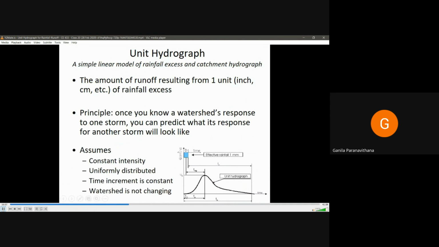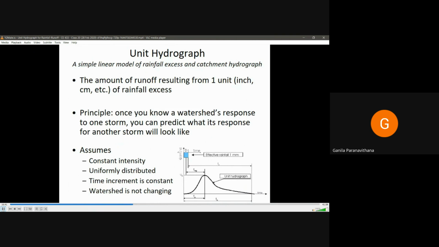So there are some assumptions to applying this simplistic method. With the unit hydrograph, you'll notice that we're assuming the pulse of rainfall has a constant intensity during this unit of time and unit of depth. We're assuming that it's uniformly distributed over the entire watershed and that the watershed isn't changing over time. And so to apply this unit hydrograph, you'd assume that there are no seasonal variations, which of course we know that there are.